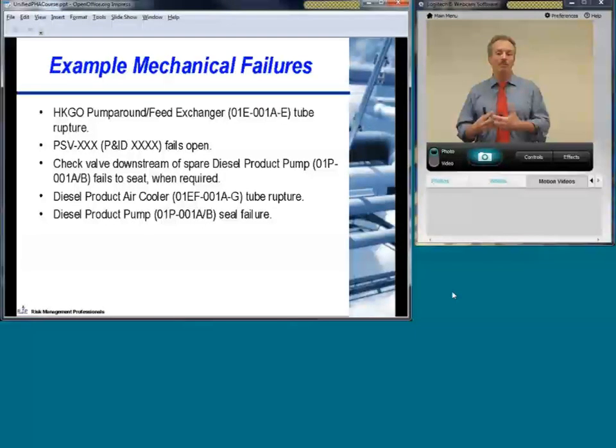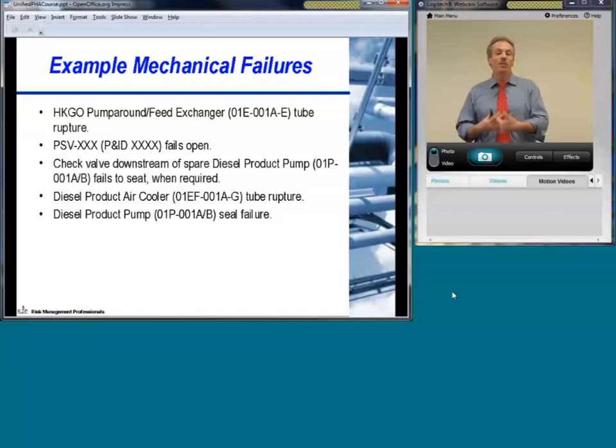Diesel product air cooler tube ruptures. Again, tube ruptures with air coolers, you can have flammable materials that are coming out of a tube, then a fan pushes them around. You can have all sorts of problems that go on. Also, a lot of these air coolers are elevated, fighting the event, where the isolation valves, controlling them afterwards can be really critical. So these are the kind of things you want to bring out during a HAZOP study.